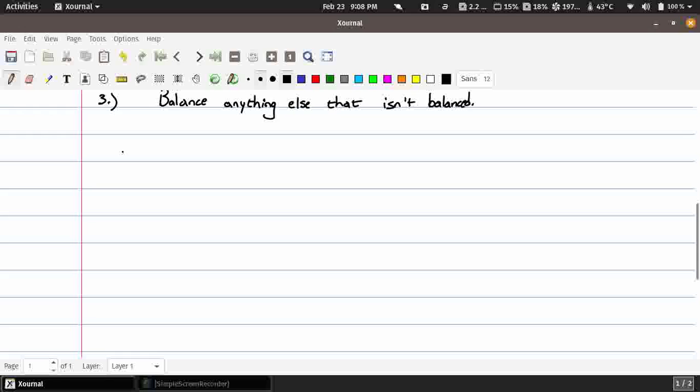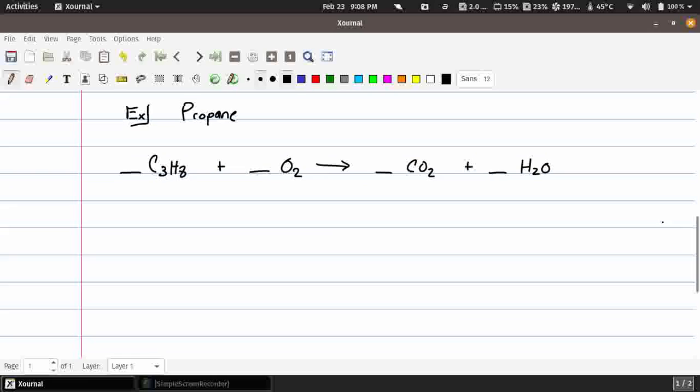Okay, so the first example that we're going to work on deals with propane. It's a common hydrocarbon that we use daily. So if you ever grilled outside and used gas, you're probably using propane. So propane is C3H8 plus O2. And then, like I said before, we're going to get carbon dioxide and water. So first things first, let's balance the carbons and hydrogens on both sides.